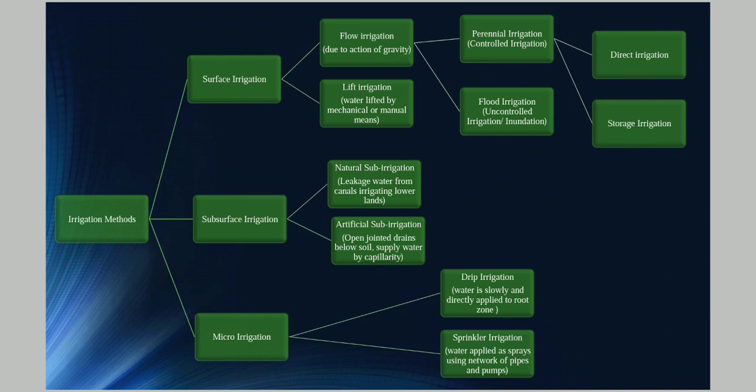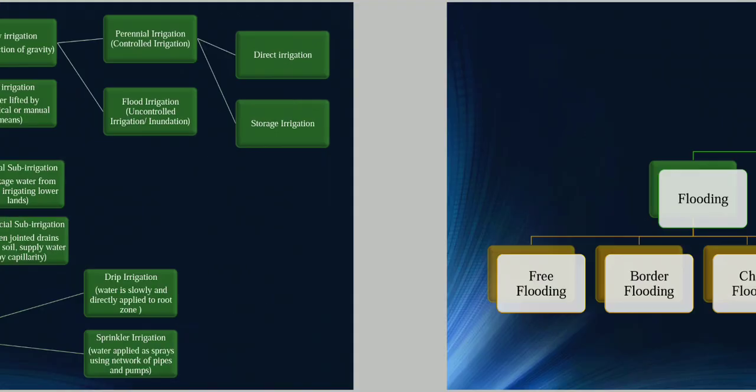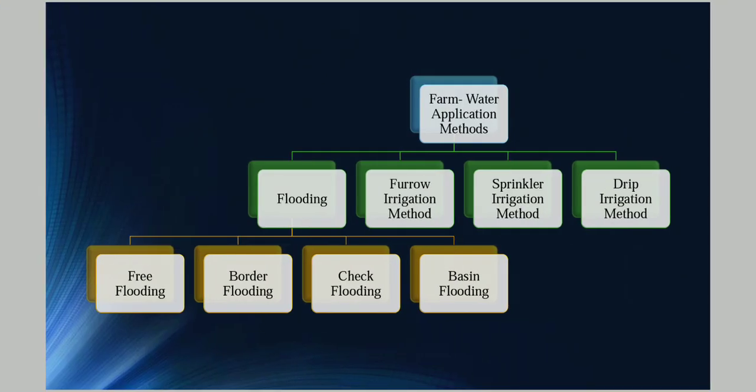Next we can see about the farm water application techniques. Here in farm water application techniques, it is the way in which we apply the water to the plants. There are four basic methods. One is flooding method, the other is furrow irrigation method, third one sprinkler irrigation method and fourth one is drip irrigation method. We will see about all these in detail in the coming slides.